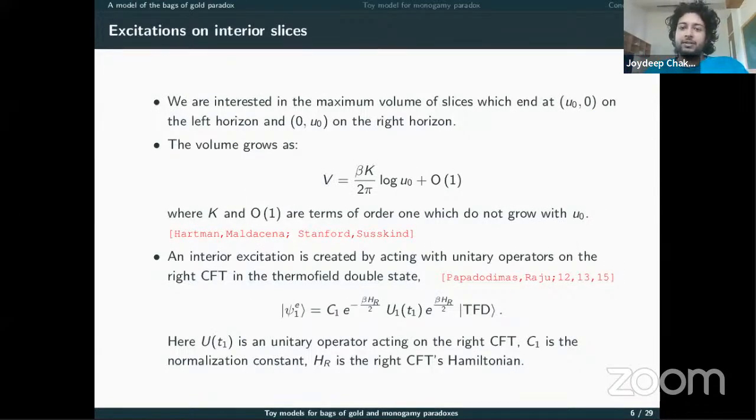So how do we place these excitations? First, let's discuss what this slice is. We are interested in the maximum volume slices which end at u0, 0 on the left horizon and 0, u0 on the right horizon. The volume of these slices grows proportionally to log of u0. The excitations are placed on these slices by acting with unitary operators on the right CFT in the thermofield double state. These states are constructed using the state-dependent formalism of Sukrut and Kyriakos, where U of t is a unitary operator acting on the right CFT, and HR is the right CFT's Hamiltonian.